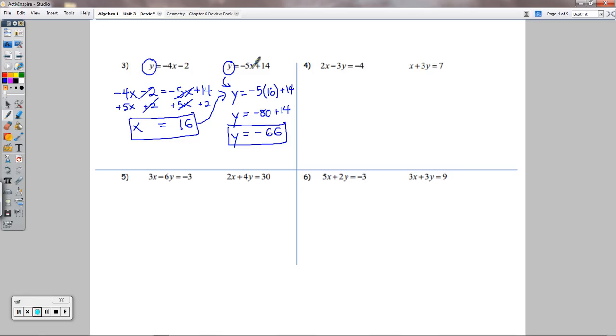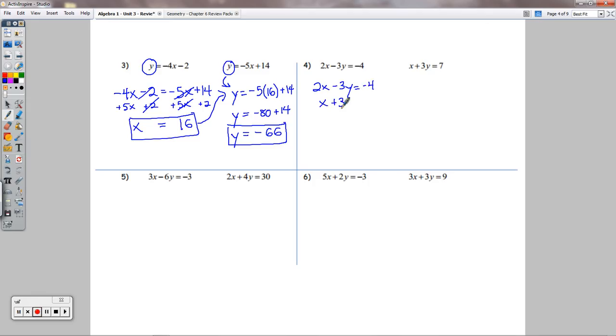This one would be negative 80 plus 14, that's also negative 66. So the check would work. Number 4, it looks like this one, if you have a positive and a negative 3y, that would be really easy to use elimination on instead. So this first one, I used substitution, but this one I'm going to use elimination.